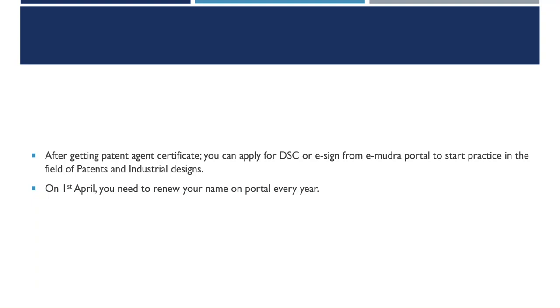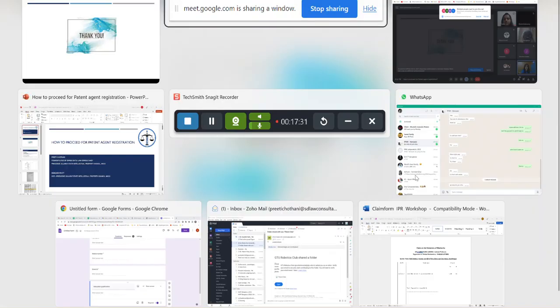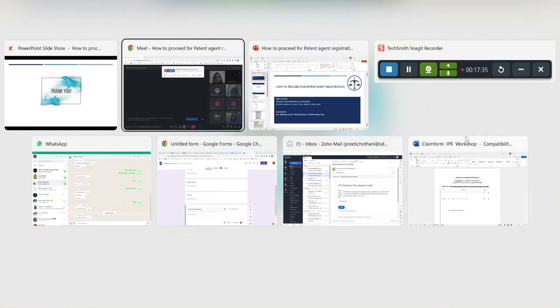So this is all about the process, what type of documents are required, what the fee structure is, and from where you can do these things, the online portal, and how you have to submit the documents to the patent office. Now I will just let you know about these two portals, the online portals.